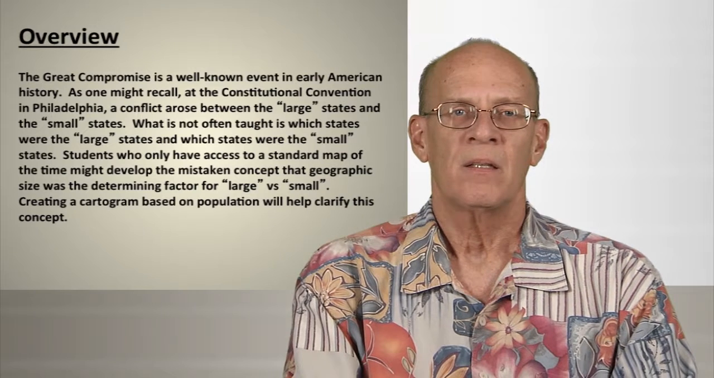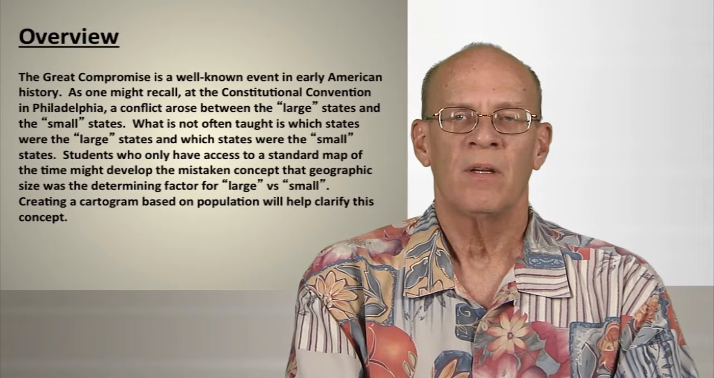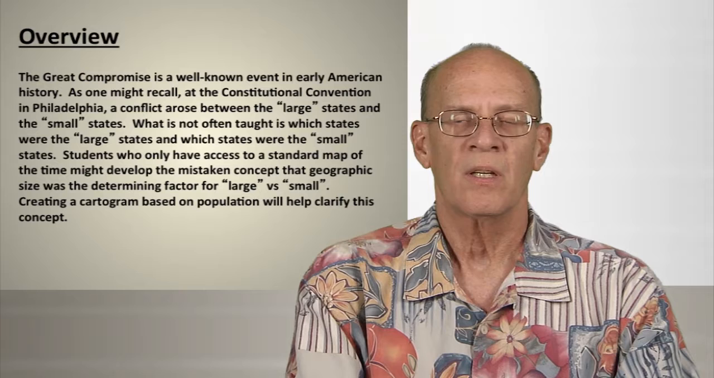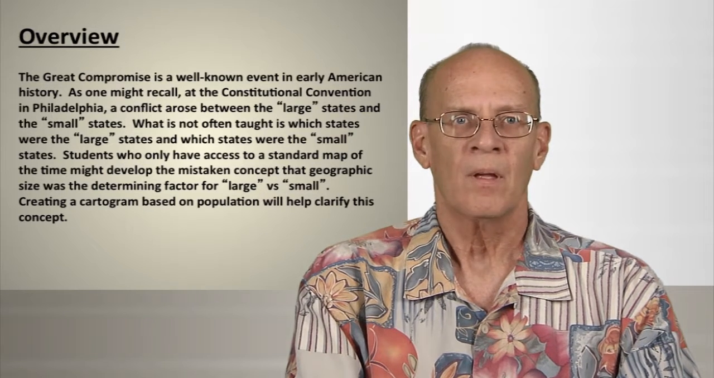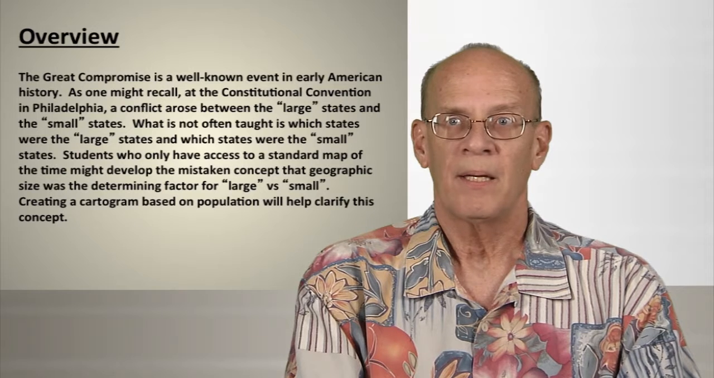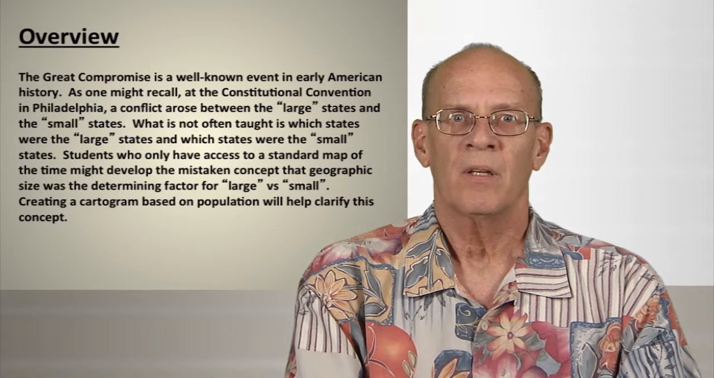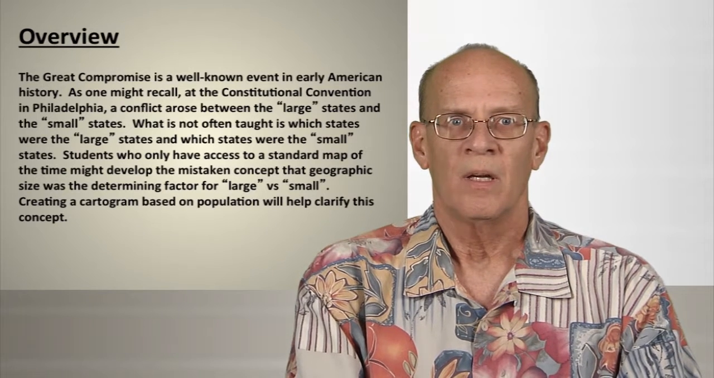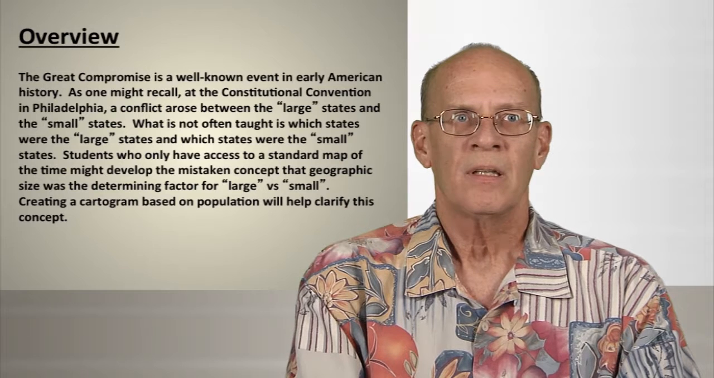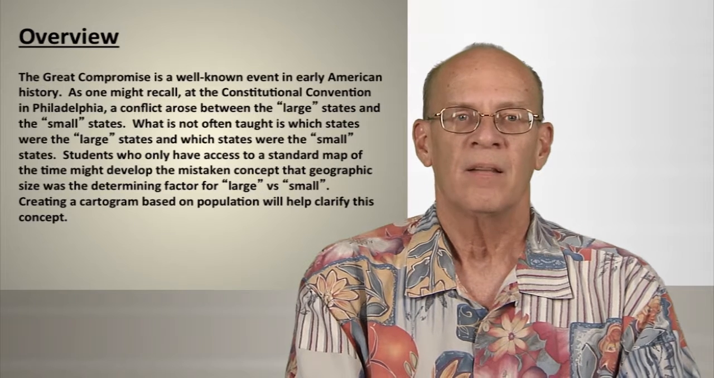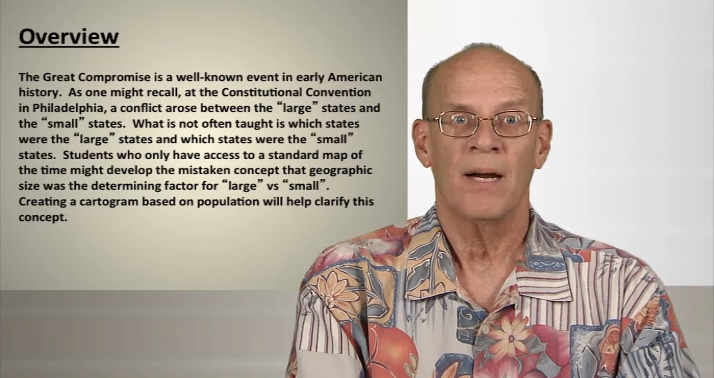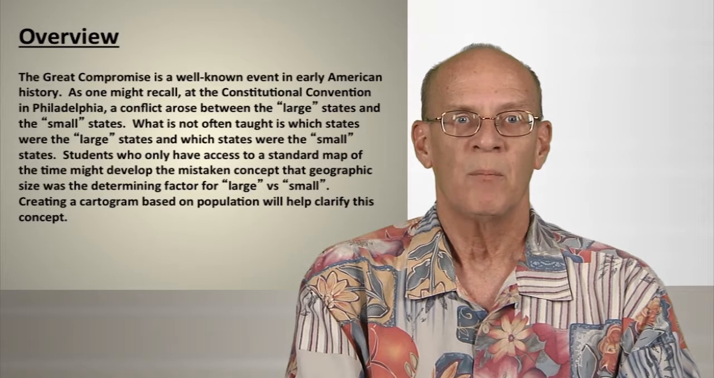One thing that teachers, when they're dealing with the Constitutional Convention, cover is the Great Compromise of 1787. And this was a big debate at the convention concerning large states and small states. But what is not often clear to the students is what was a large state and what was a small state. This lesson, using a cartogram of the states at that time, will help clear up that question.